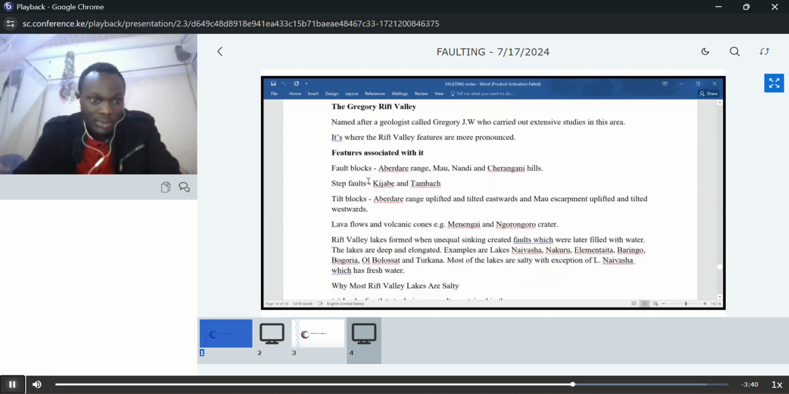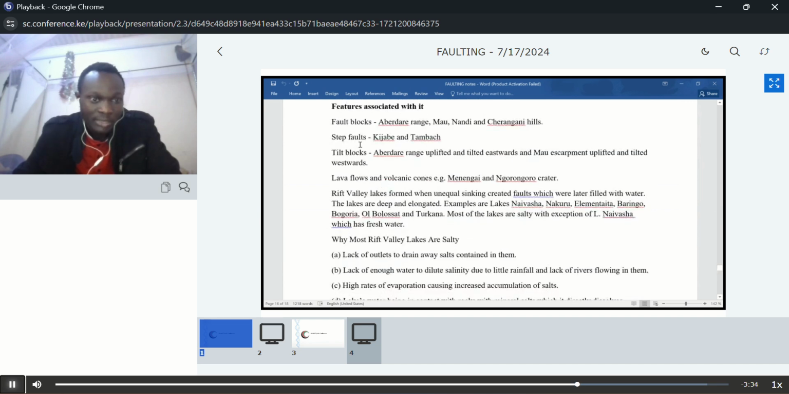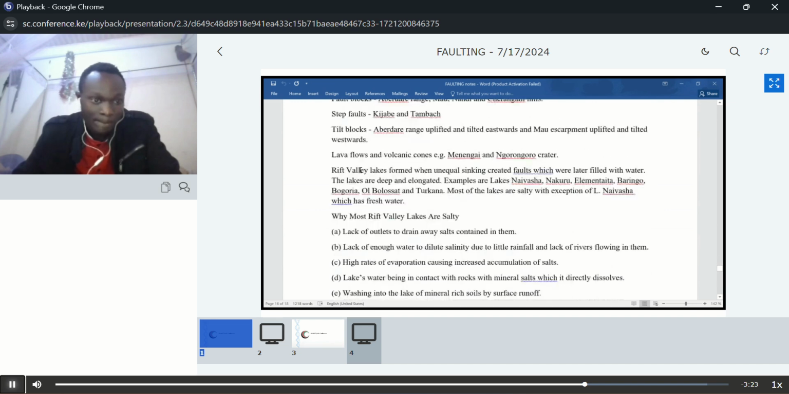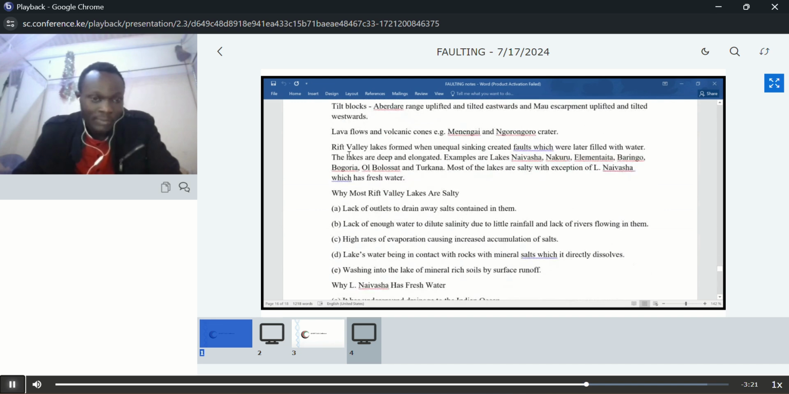Features associated with it: we have the fault blocks, for example, the Aberdare Range, the Mau, Nandi, and Tinderet Hills. We have the steep faults, for example, Kijabe and Tabaj. Fault blocks: the Aberdare Range, uplifted and tilted eastwards, and the Mau Escarpment, uplifted and tilted westwards. Lava flows and volcanic cones: Eburru, Menengai, and Ngorongoro crater.